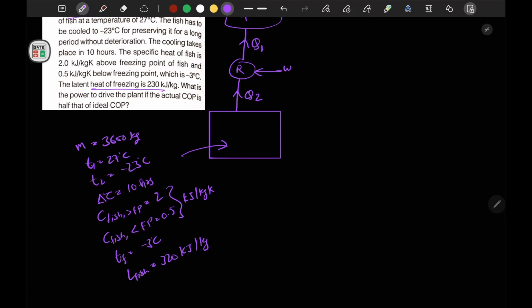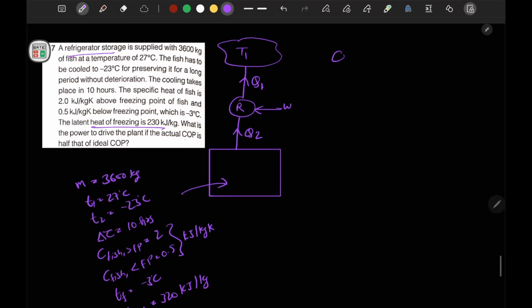What is the power to drive the plant if the actual COP is half that? It is given that COP actual is equal to half that of COP ideal. Let's calculate the COP first. One more thing: the fish is supplied at 27 degrees Celsius, which means our ambient temperature is 27 degrees Celsius, and 27 plus 273 gives 300 Kelvin. And the value of T2 is maintained at minus 23 degrees Celsius, so 273 minus 23 is 250 Kelvin. I hope you understand this point.